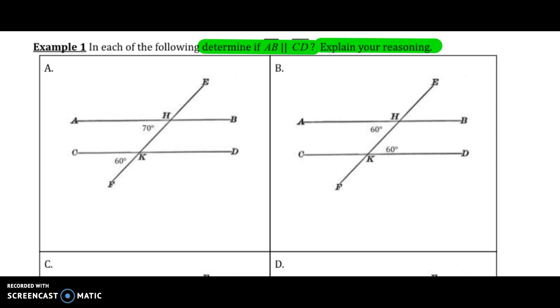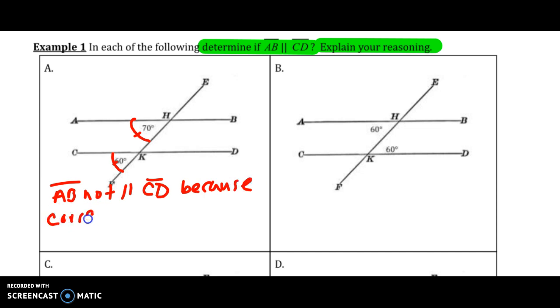So we'll look at example A. We have this angle and this angle here. These angles are in the same position on each line, so these would be considered corresponding angles. However, one is 70 and one is 60. So AB is not parallel to CD, because corresponding angles are not congruent. If the corresponding angles were congruent, then we would know that the lines are parallel.